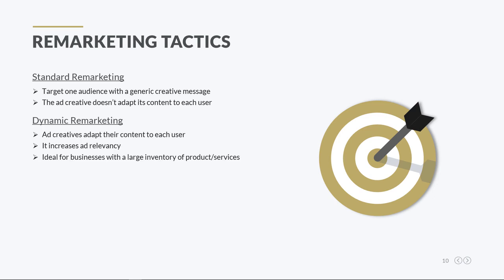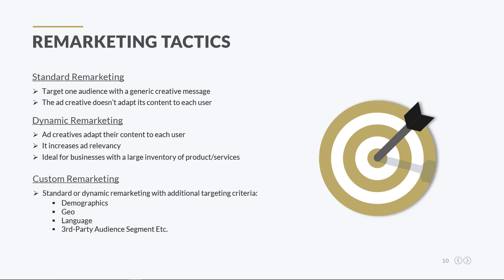When it comes to dynamic retargeting, it is definitely more effective, because ad creatives change to adapt their content specifically to each user, ensuring that each user is exposed to the most relevant promotional message. This remarketing tactic is typically used by e-commerce businesses having a very large inventory of products or services that would otherwise be impossible to promote with personalized ads. Advertisers can also create custom remarketing lists. More specifically, they can use standard or dynamic lists with additional targeting criteria such as demographics, geo, language, and third-party audience segment targeting.